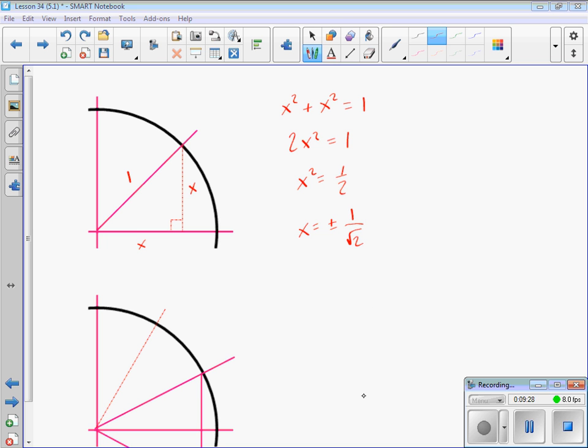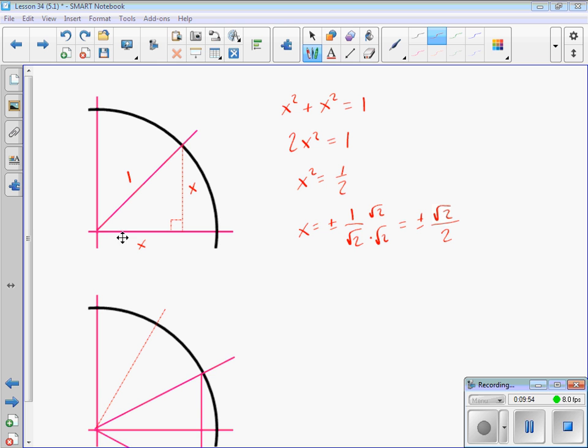And then I'm going to rationalize the denominator. So if I don't want the square root down here, what do I do? Multiply by square root of 2 over square root of 2? Yeah, sure. So in the numerator, I just get square root of 2. What do I get in the denominator? 2. Okay, this is where it comes from.